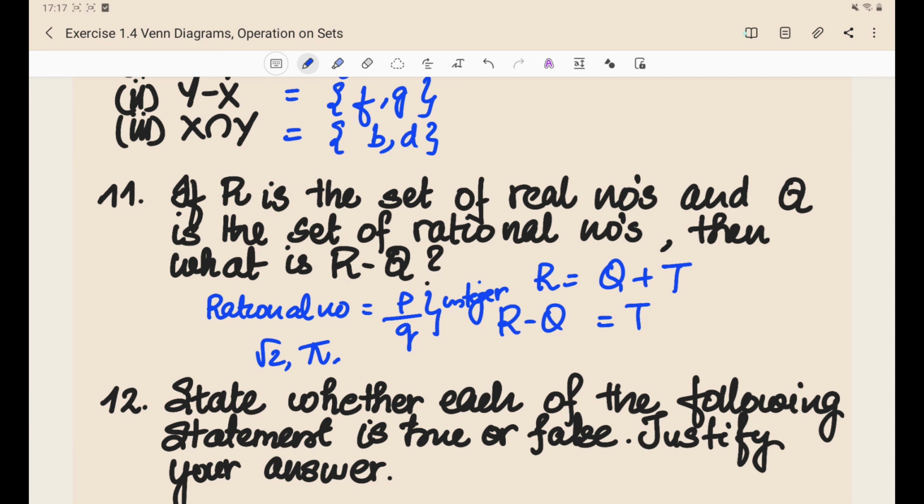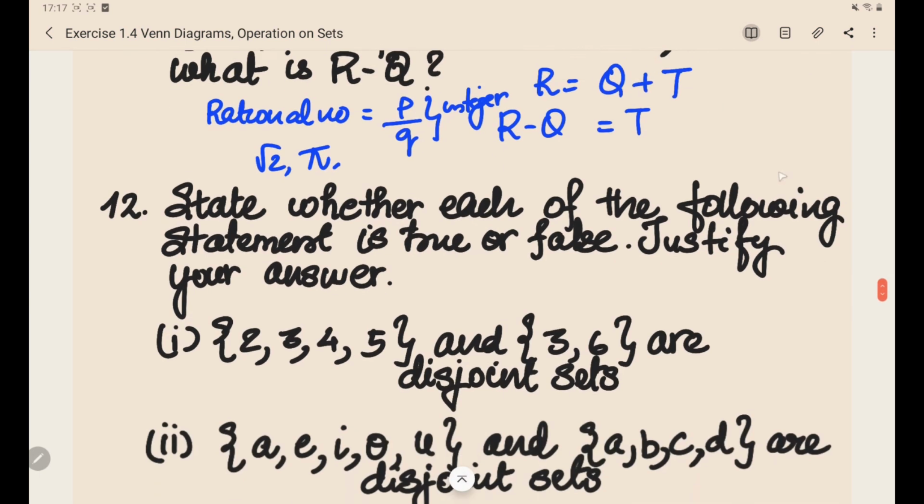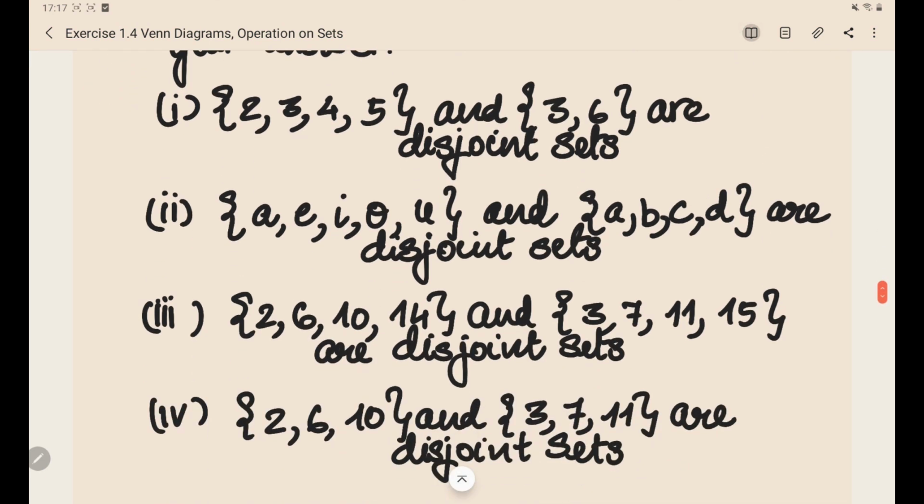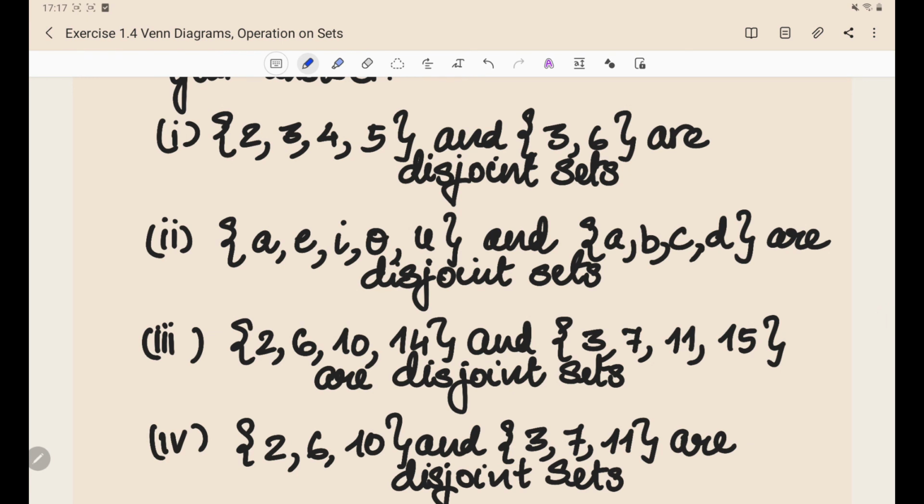And our last problem in this exercise is the 12th problem. State whether each of the following statements is true or false. Justify your answer. {2, 3, 4, 5, 6} and {3, 6} are disjoint sets. False, because you can see that element 3 is present in both sets, so the statement is false. Again, {A, E, I, O, U} and {A, B, C, D} are disjoint sets. No, A is an element of both sets, so they are not disjoint.